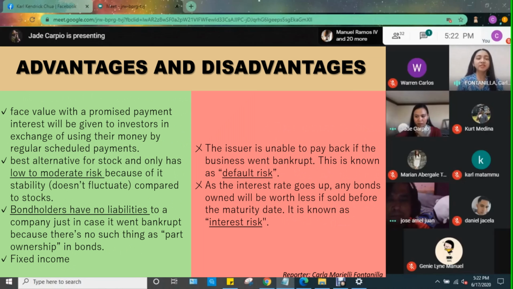So, kung may advantages, there are also disadvantages. The first one is actually the default risk, wherein the issuer is unable to pay back if the business went bankrupt. Another disadvantage is the interest risk. As the interest rate goes up, any bonds owned will be worth less if sold before the maturity date. Okay, next slide please.